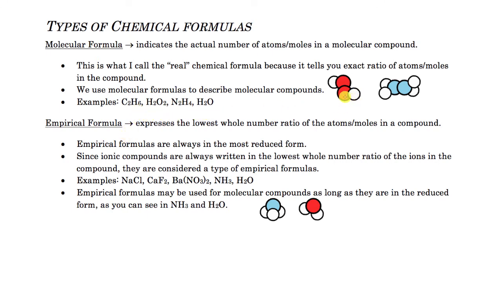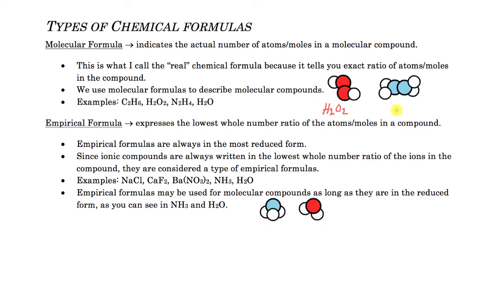But the big difference was that molecular formulas are used to describe molecular compounds, because remember, molecular compounds are not always written in their lowest terms possible. So for example, with hydrogen peroxide, H2O2, we actually have two oxygens bonded to two hydrogen atoms. And that's okay, because that's how molecules share the electrons. They can share them in a variety of ways, unlike ionic compounds, where things are always written in their lowest simplest whole number ratio.